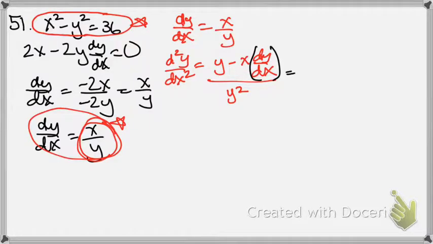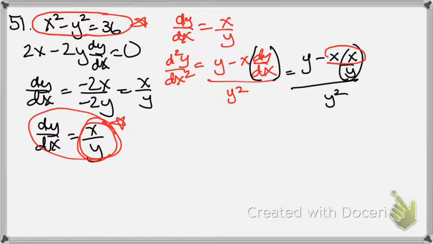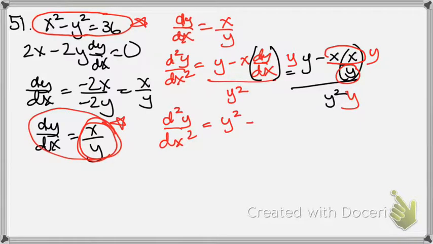And this would turn into all over y squared. Now you have a fraction within a fraction, so you want to get rid of that. And maybe at the same time call this an x squared. So getting rid of this y, I'm going to multiply by a y, and another y. So I get that my second derivative is y squared minus x squared all over y cubed.